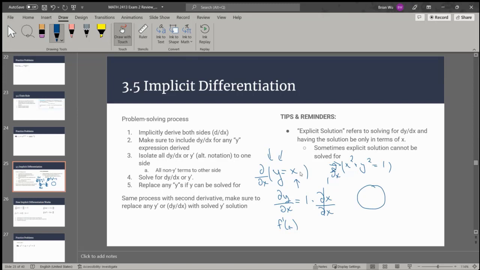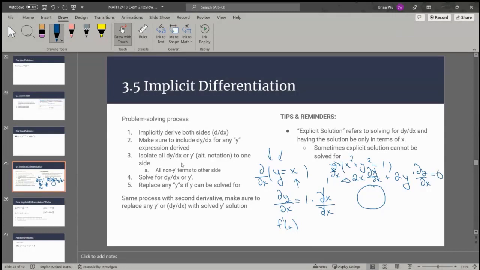And this is actually because of chain rule. So if you derive this one, it becomes 2x times dx over dx, which cancels, plus 2y times dy over dx. So for every y expression derived, you need to include this dy over dx.